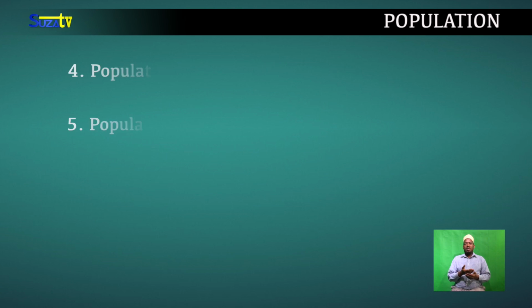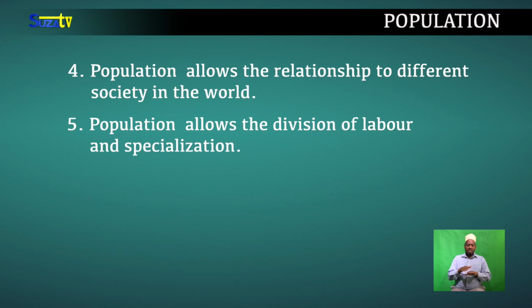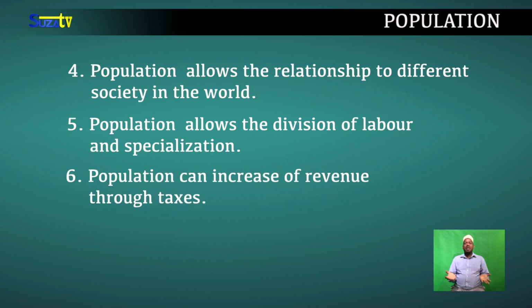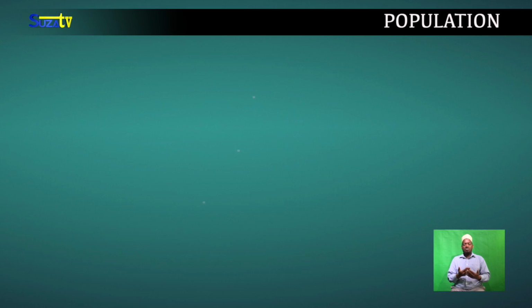Another, population allows the division of labor and specialization. We have a driver, a teacher, farmers, all participating as a group of people, my students. Population can increase revenue through taxes. The government can get money through the workers. The government can get money through the traders. So this you can say is important. So my dear students, let's explain one by one in detail in order to understand, and this can help you in your examination, my students.